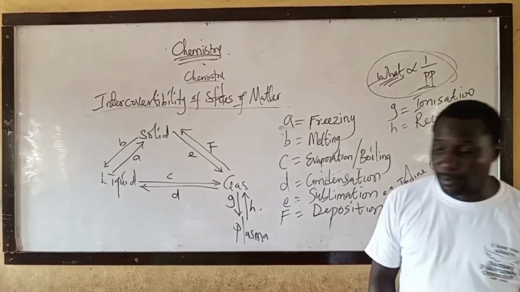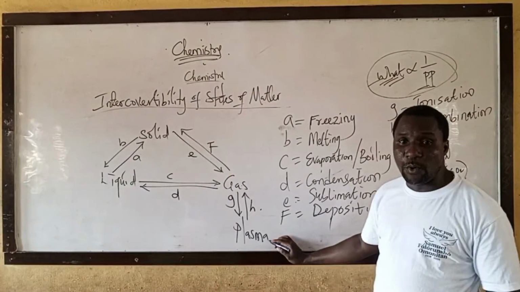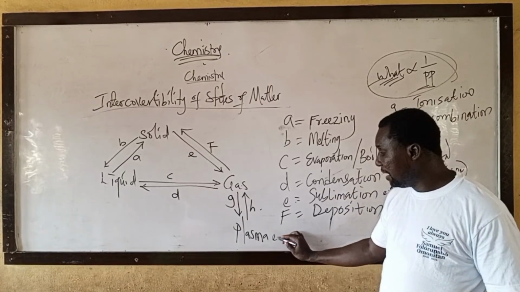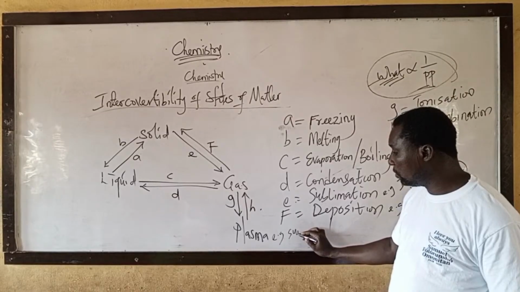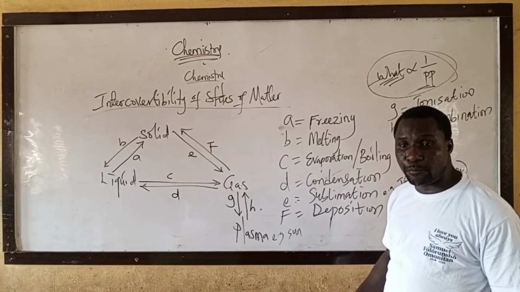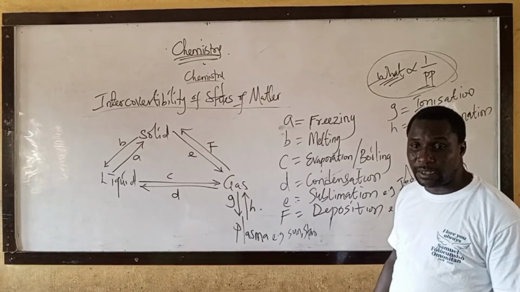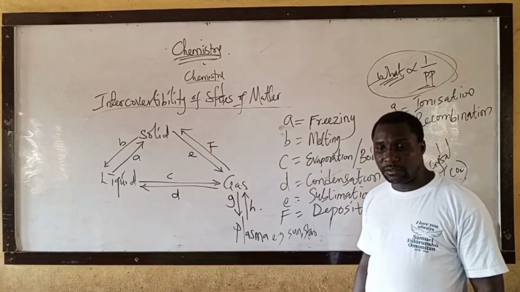Those are the interconvertibility of states. If they ask you, what are examples of plasma? Substances that are plasma. Example of plasma: the sun. The sun is an example of plasma. A star is an example of plasma. Take note of that.